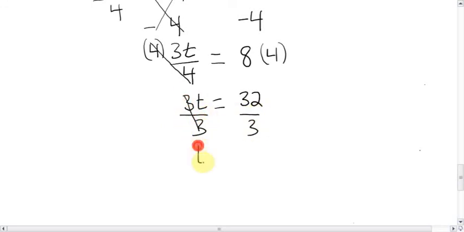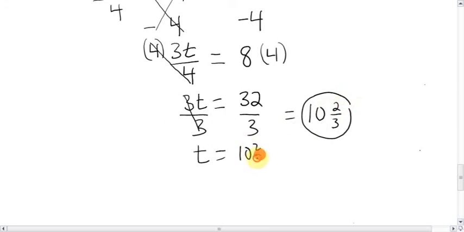3's are gone. T equals, yikes, we got a problem here, don't we? This isn't going to go nicely. 32 over 3. A couple things you could do. You could use your fraction skills and convert this to a fraction. 3 goes into 32 10 times with 2 left over 3. So you could say that's the answer, 10 and 2/3.